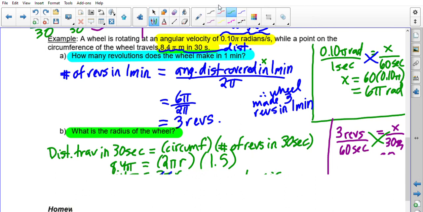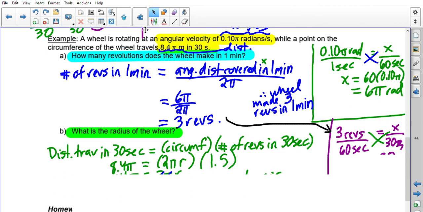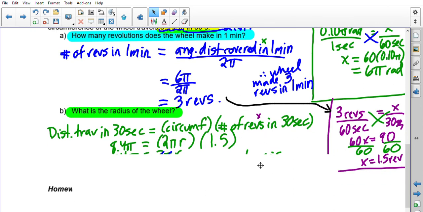Okay, so I'm going to draw the arrow here. But we want to know the number of revolutions in 30 seconds. Okay, so you can do that in your head if you want, or set up your ratio like I did here. So we are solving for x. That's what we care about here. So we're going to do x divided by 30. Okay, when we cross multiply, we're going to get 60x equals 90. Divide both sides by 60 to get x on its own, and we get 1.5 revolutions. So it travels 1.5 revolutions in 30 seconds, and you're going to plug that into your formula.